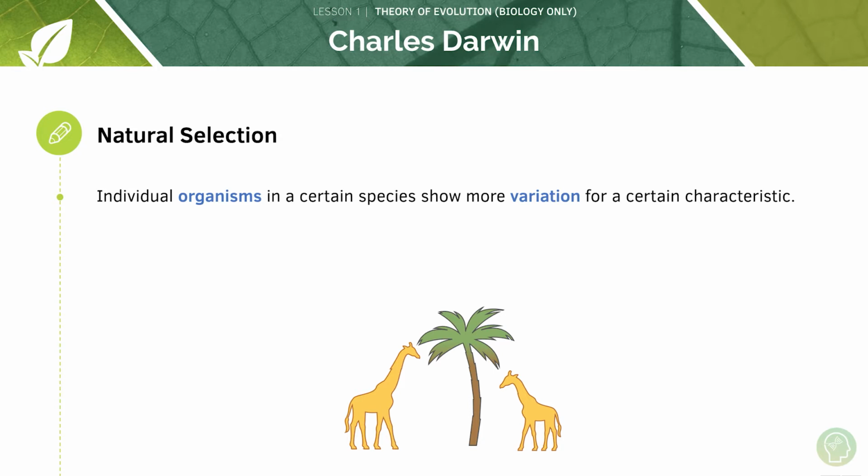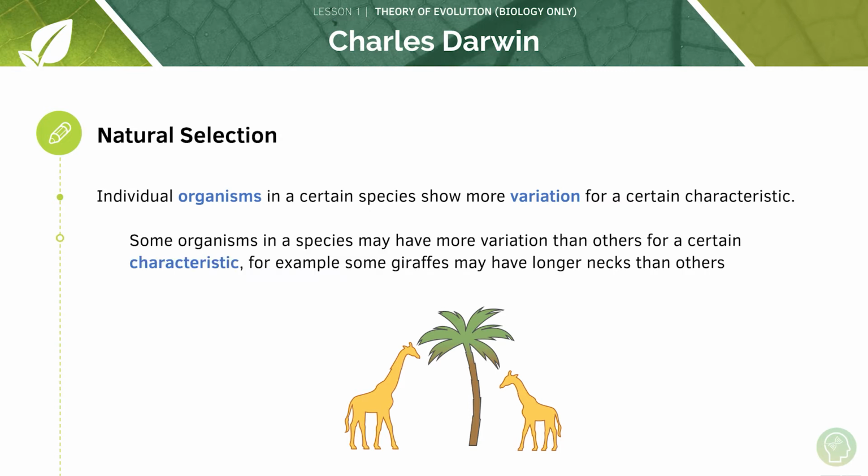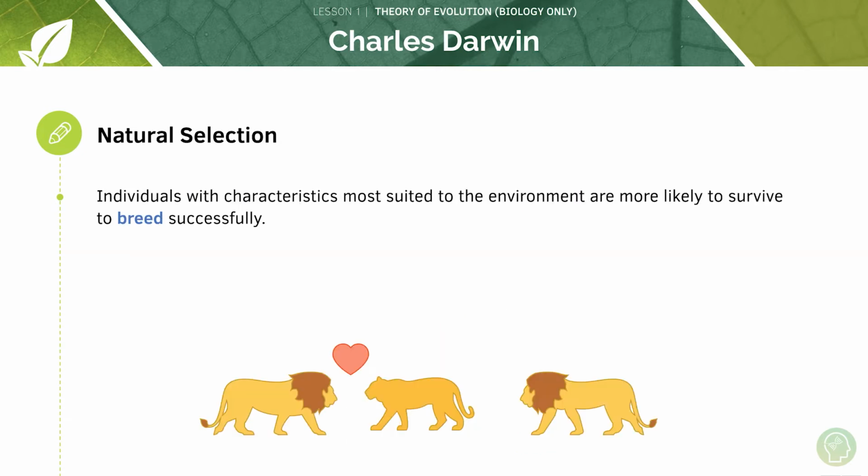Individual organisms in a certain species show variation for a certain characteristic. Some organisms in a species may have more variation than others for a certain characteristic. For example, some giraffes may have longer necks than others. This is the basis of natural selection, because individuals with characteristics more suited to the environment are more likely to survive to breed successfully.